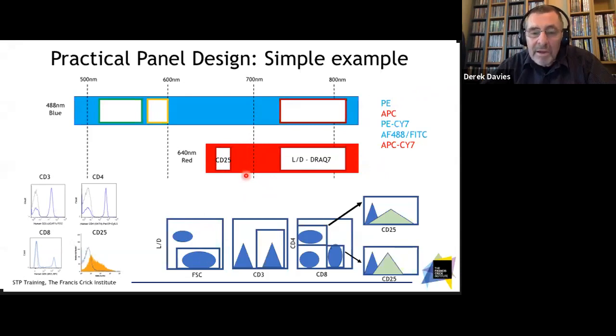So then I can think about my other 3 markers in the blue laser. And I've put my CD4 and my CD8 in channels that are next to each other. So I know that I'm going to get probably the most overlap between FITC and PE in this situation. But it doesn't actually matter to me because those cells are either going to be CD4 or CD8. I don't expect anything to be double positive. So I can get away with having more spillover. And therefore I'm going to put my CD3 here at the end.